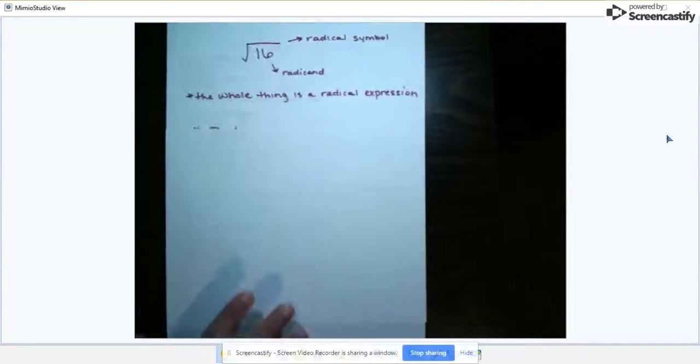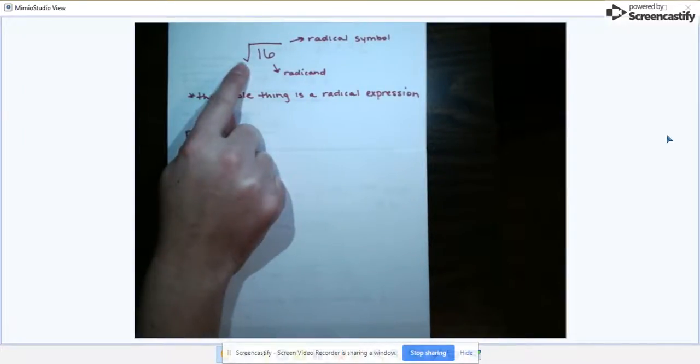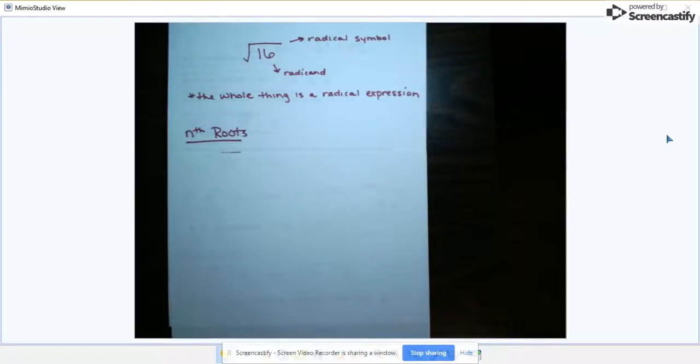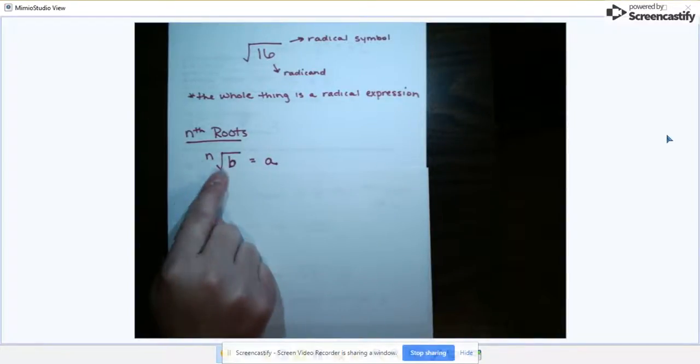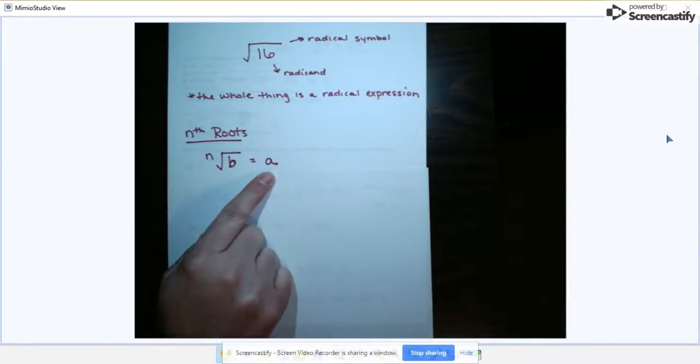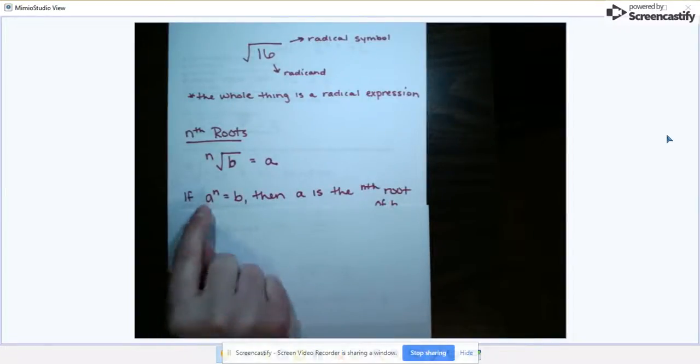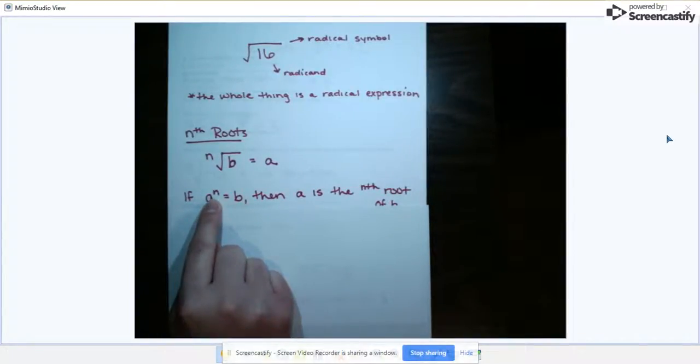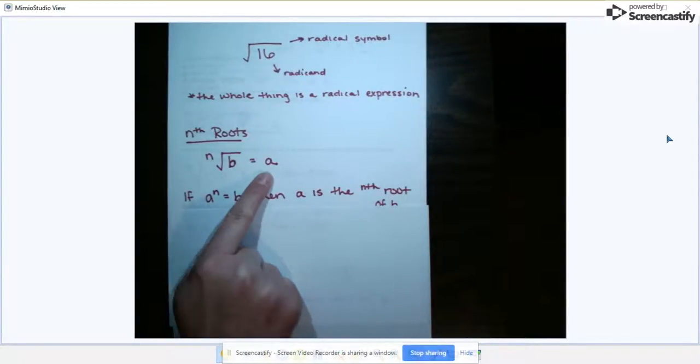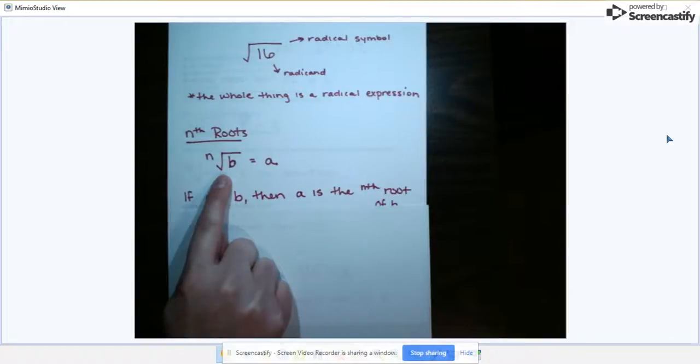So I'm going to introduce something called an nth root. So this we say square root. However, you can have higher than just a square root. We deal a lot with cube root, and you've probably seen a fourth root before. But you can generalize it and say the nth root of b is equal to a. And what that means is if a is raised to the n power, its solution is b. So then we say a is the nth root of b.